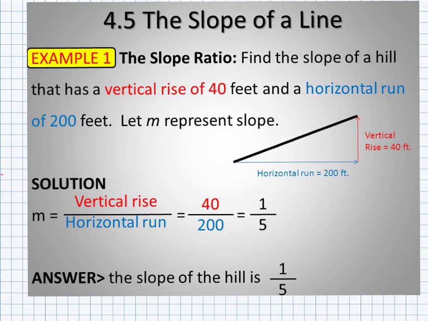So the slope of a line, in the example here that I want to show you, it says find the slope of a hill that has a vertical rise, that's this part here, and a horizontal run of 200 feet, and let M represent slope. So this is the horizontal run, and the red line here is the vertical rise. Horizontal run is 200 feet, and the vertical rise is 40 feet. And so you solve it with the vertical rise on top, the horizontal run on the bottom. So we have 40 feet here, we put 200 on the bottom, and then we reduce that down, and we have the slope of the hill is 1/5.